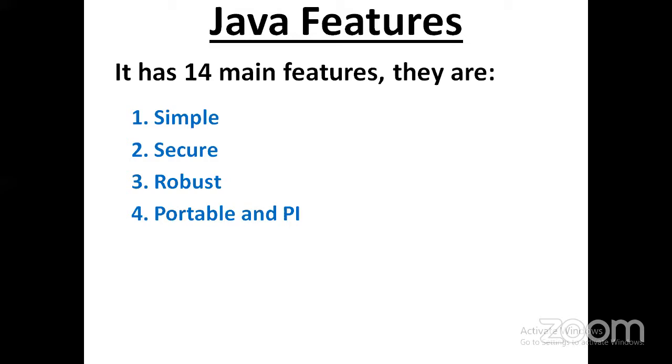Then portable and architecture neutral. You can take a Java program from one computer to another, using a pen drive or by mail or somehow. After downloading that program onto the second computer, irrespective of the operating system, you can run it. That is platform independent. Irrespective of the hardware devices, you can run the program. That is architecture neutral. I am just giving a basic overview. We are going to discuss each feature in more detail in the coming classes.